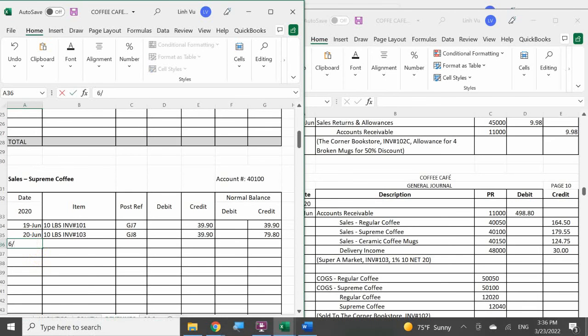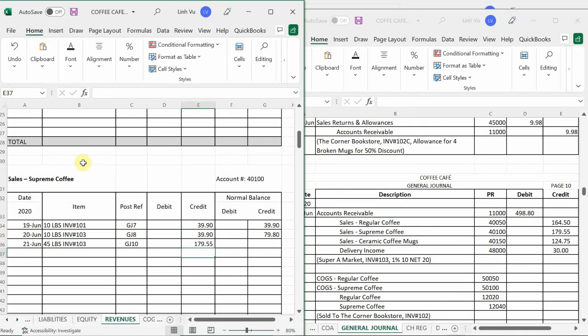We got some Supreme coffee. How many pounds did I sell? 45. We sold 45 pounds. Invoice number 103. Okay, for a total of 179.55. So in this case, what's going to be my account balance here? $259.35. Okay.